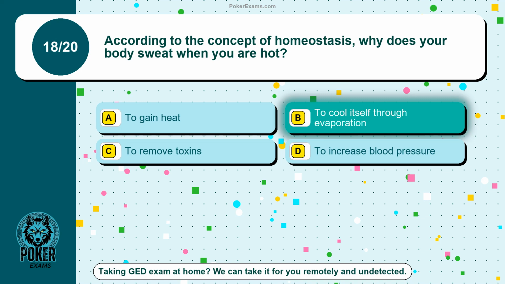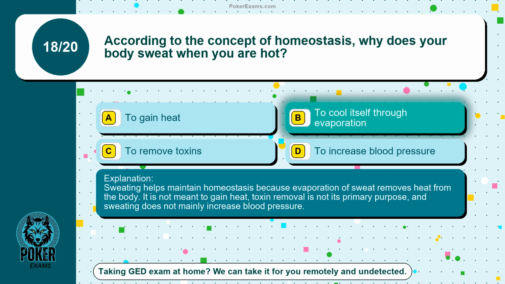The correct answer is option B. To cool itself through evaporation. Sweating helps maintain homeostasis because evaporation of sweat removes heat from the body. It is not meant to gain heat, toxin removal is not its primary purpose, and sweating does not mainly increase blood pressure.